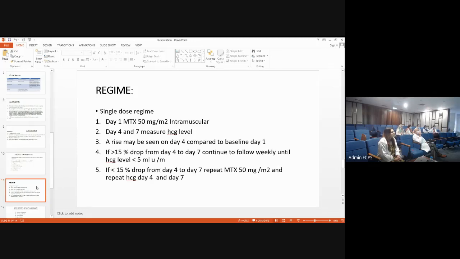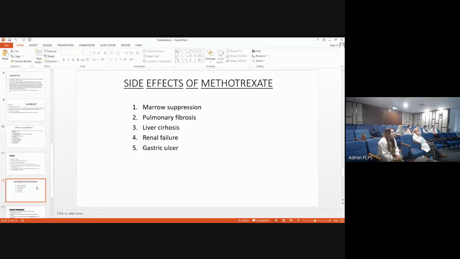If it is greater than 15% drop from day 4 to day 7, continue to follow weekly until beta HCG level is less than 5 mIU/ml. If it is less than 15% drop from day 4 to day 7, repeat methotrexate and then repeat beta HCG on day 4 and day 7. Side effects of methotrexate include bone marrow suppression, pulmonary fibrosis, liver cirrhosis, renal failure, and gastric ulcer.